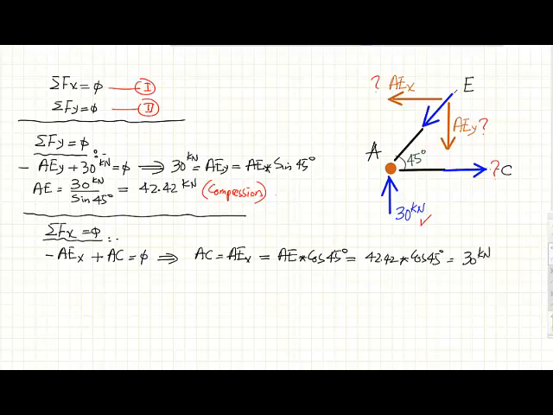And again, the answer is positive. If you look at the direction of the force that we suggested, it is away from the joint, which means the force is 30 kilonewton, and it is tension. So we'll update our sketch to move to the next joint.